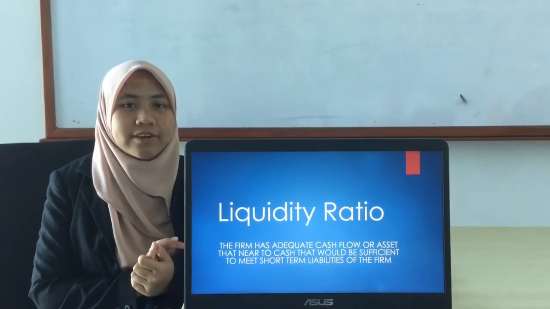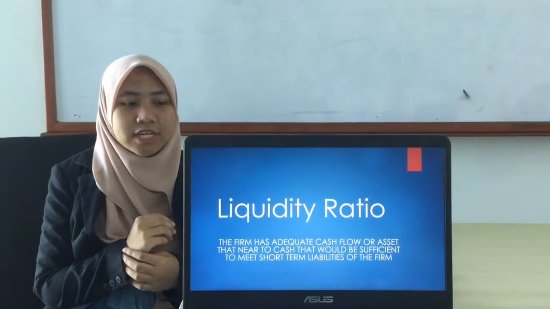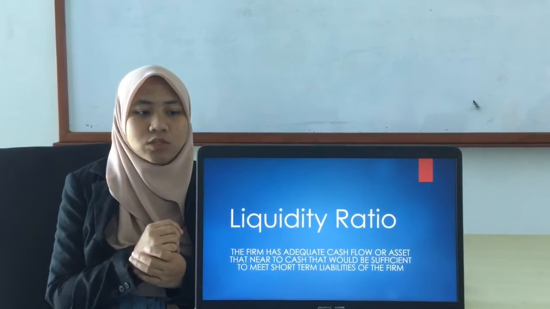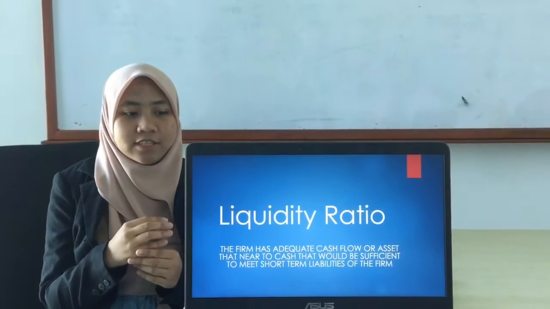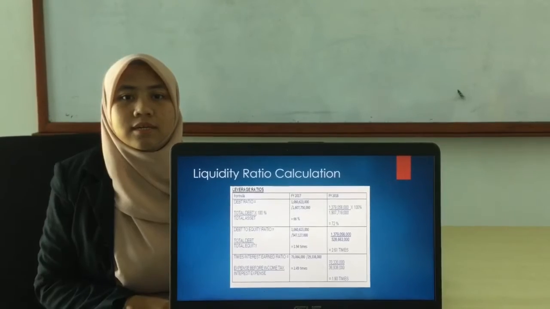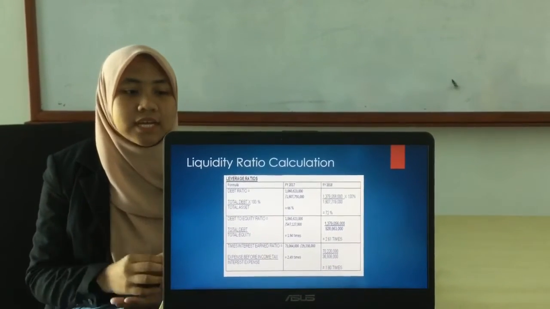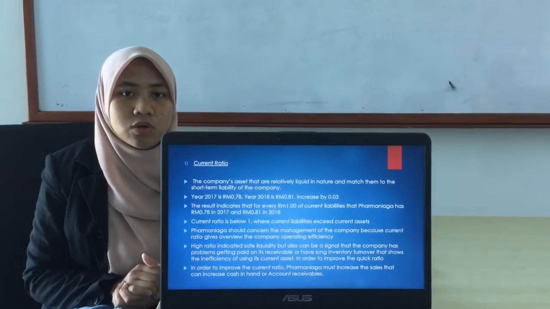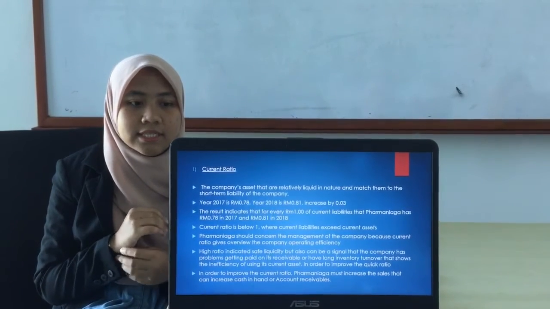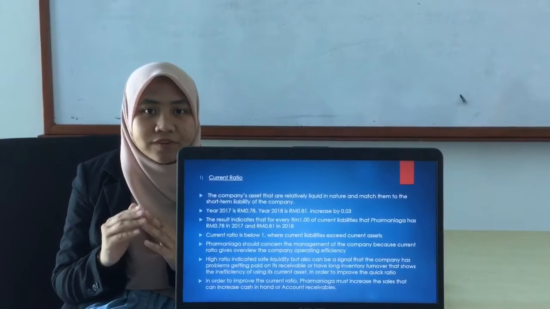At first, liquidity ratio is defined as answering the question of whether the company has adequate cash flow or assets near to cash that will be sufficient to meet the short-term liabilities of the firm. The liquidity ratio consists of three ratios. The first one is the current ratio. Current ratio can be defined as the company's assets that are relatively liquid in nature, matched against the short-term liabilities of the company.